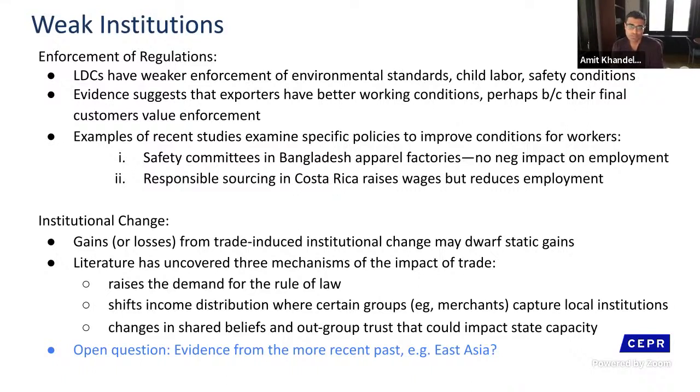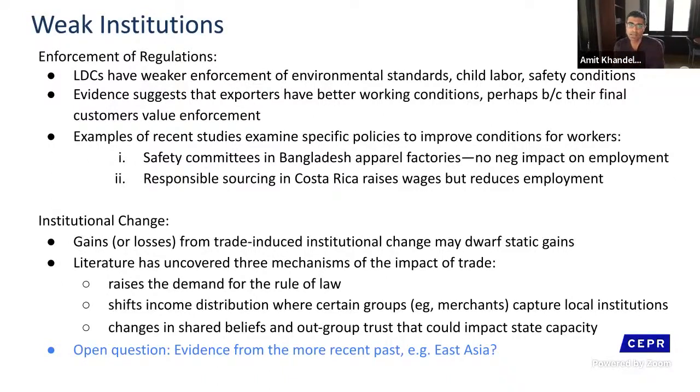One of the things that comes out in the literature that has studied this is that it does seem that exporting firms or export-oriented firms do have better working conditions relative to domestic firms or firms that sell only domestically, and this we think is likely due to the fact that the final customers that the exporters are serving value enforcement in some way. And so this raises the question: if enforcement is valued and demanded by a group of customers from a particular location, how do you actually enforce that in a setting where the government may be unable or unwilling to enforce it?